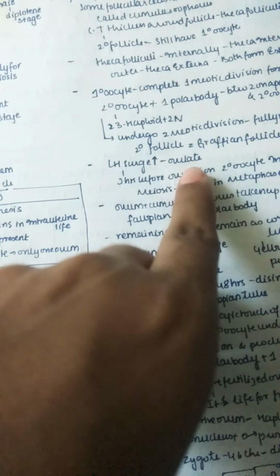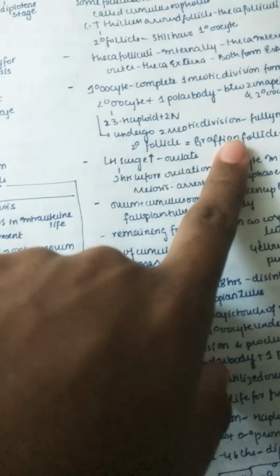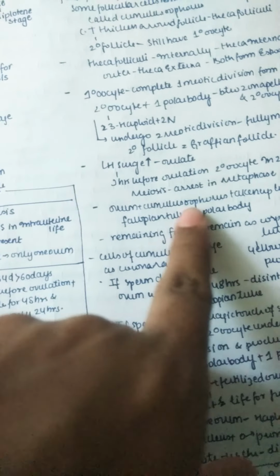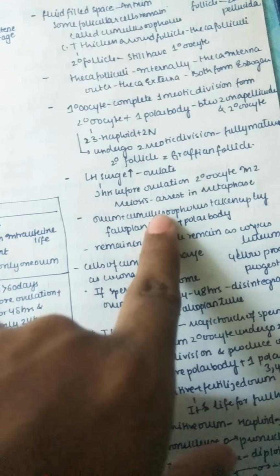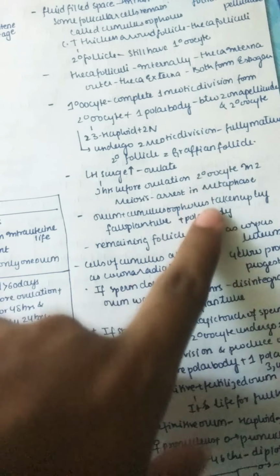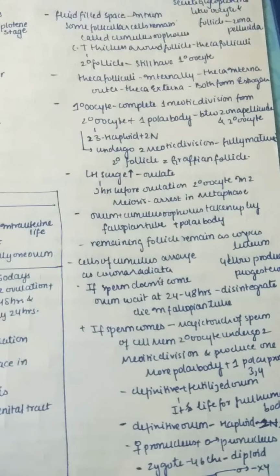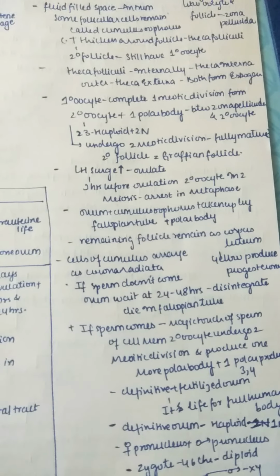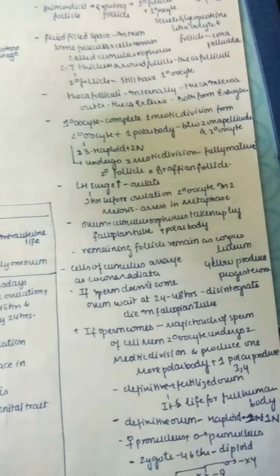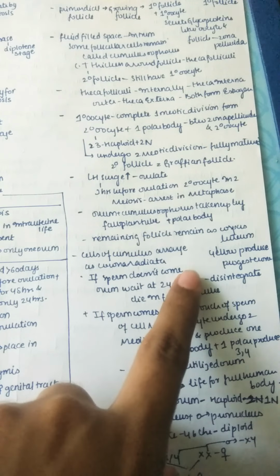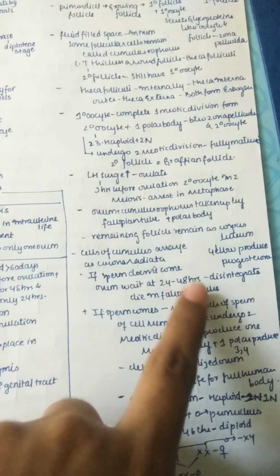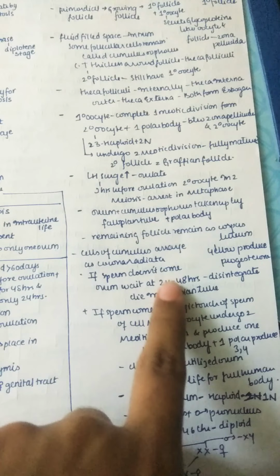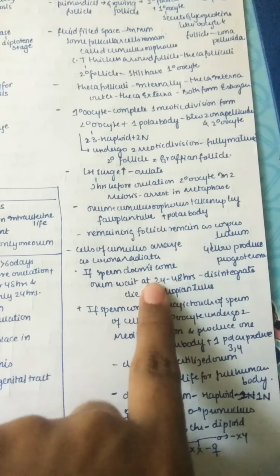This fully matured secondary follicle is known as the Graafian follicle. Whenever there is an LH surge, ovulation takes place. About 3 hours before ovulation, the secondary oocyte starts the second meiosis and arrests in metaphase. Now the ovum along with the cumulus oophorus is taken up by the fallopian tube along with the polar body, and the remaining follicle remains as the corpus luteum, which is yellow and also produces progesterone. Now the cells of the cumulus are arranged as the corona radiata. If the sperm doesn't come, the ovum waits for about 24 to 48 hours, and later disintegrates and dies in the fallopian tube.